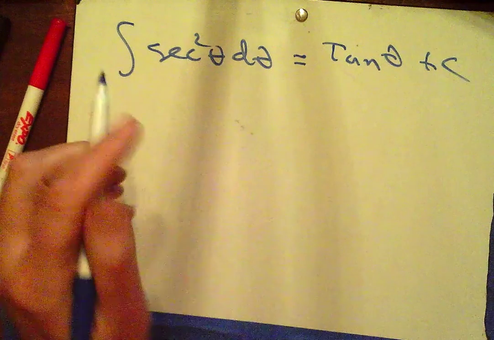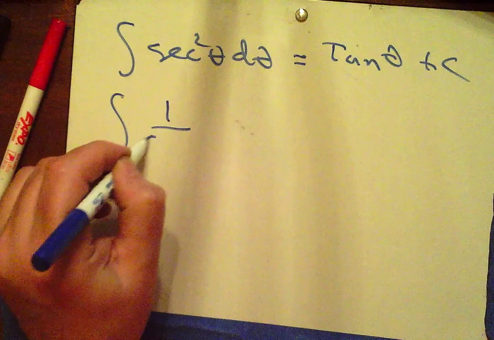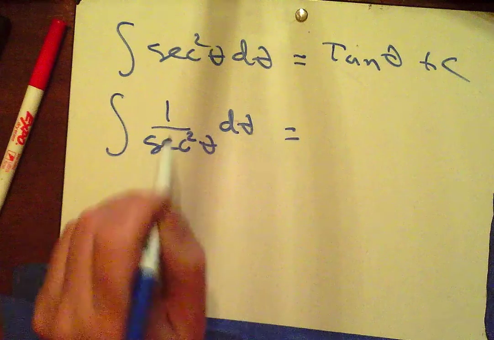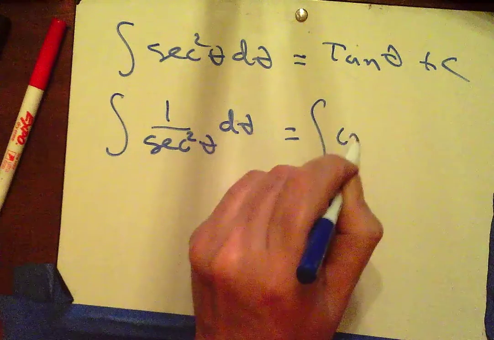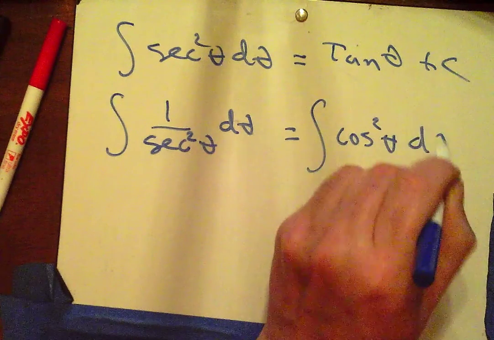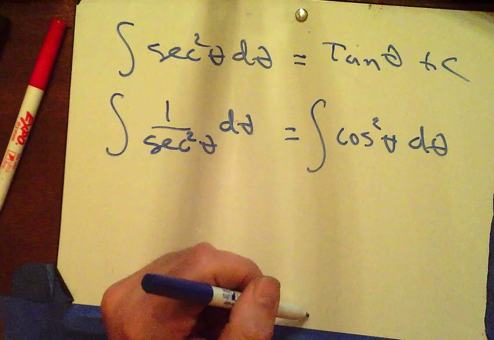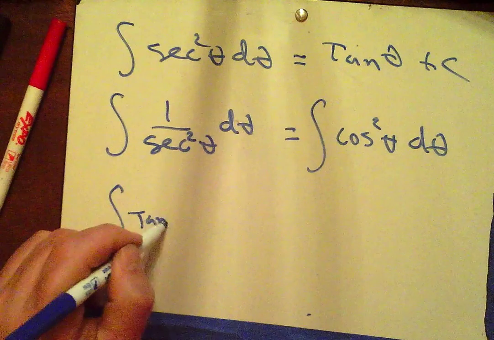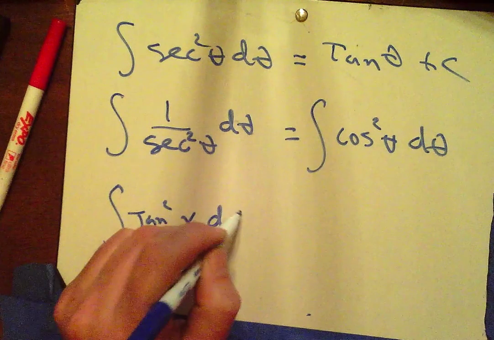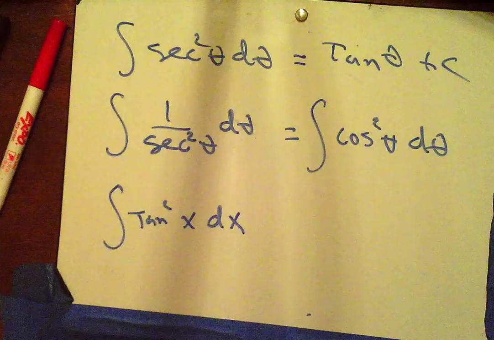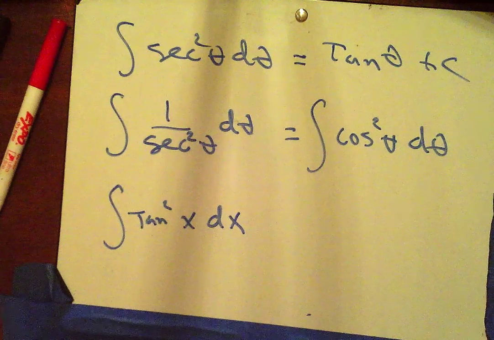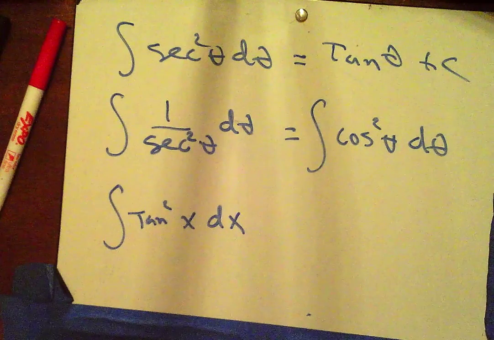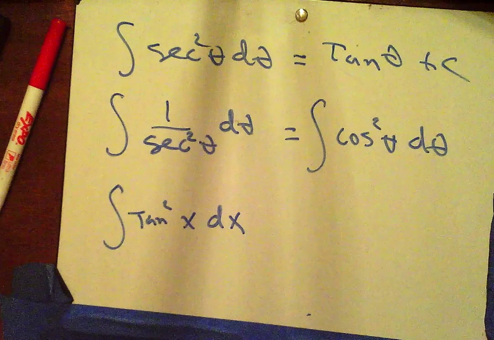Okay? Now, if I had something like this, what I would say is, okay, 1 over secant squared, that's cosine squared, and then I used my power reducing identity. And what if I saw this? What can I do with tangent squared x dx? I don't want to split this up into sine squared over cosine squared. I could, but I really don't want to.